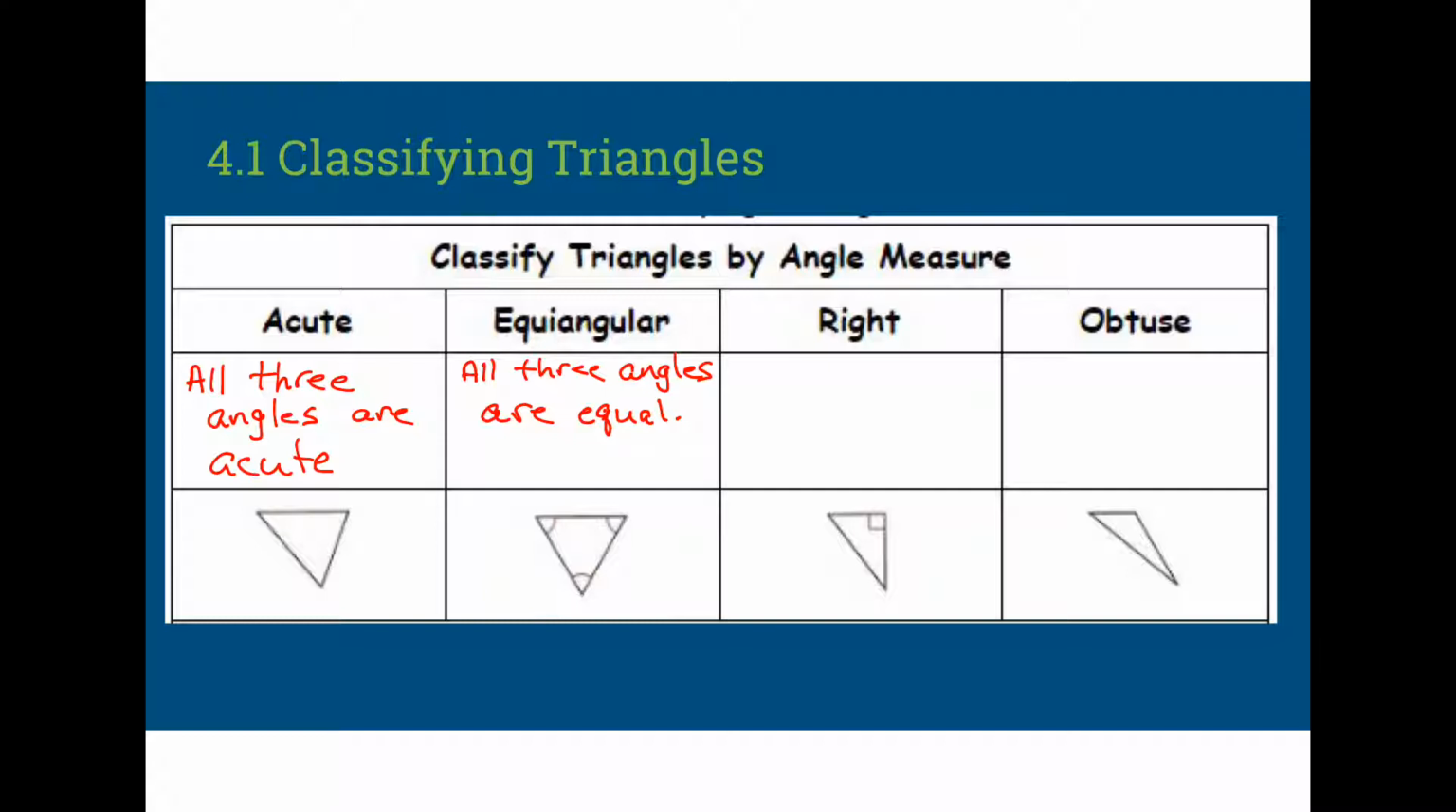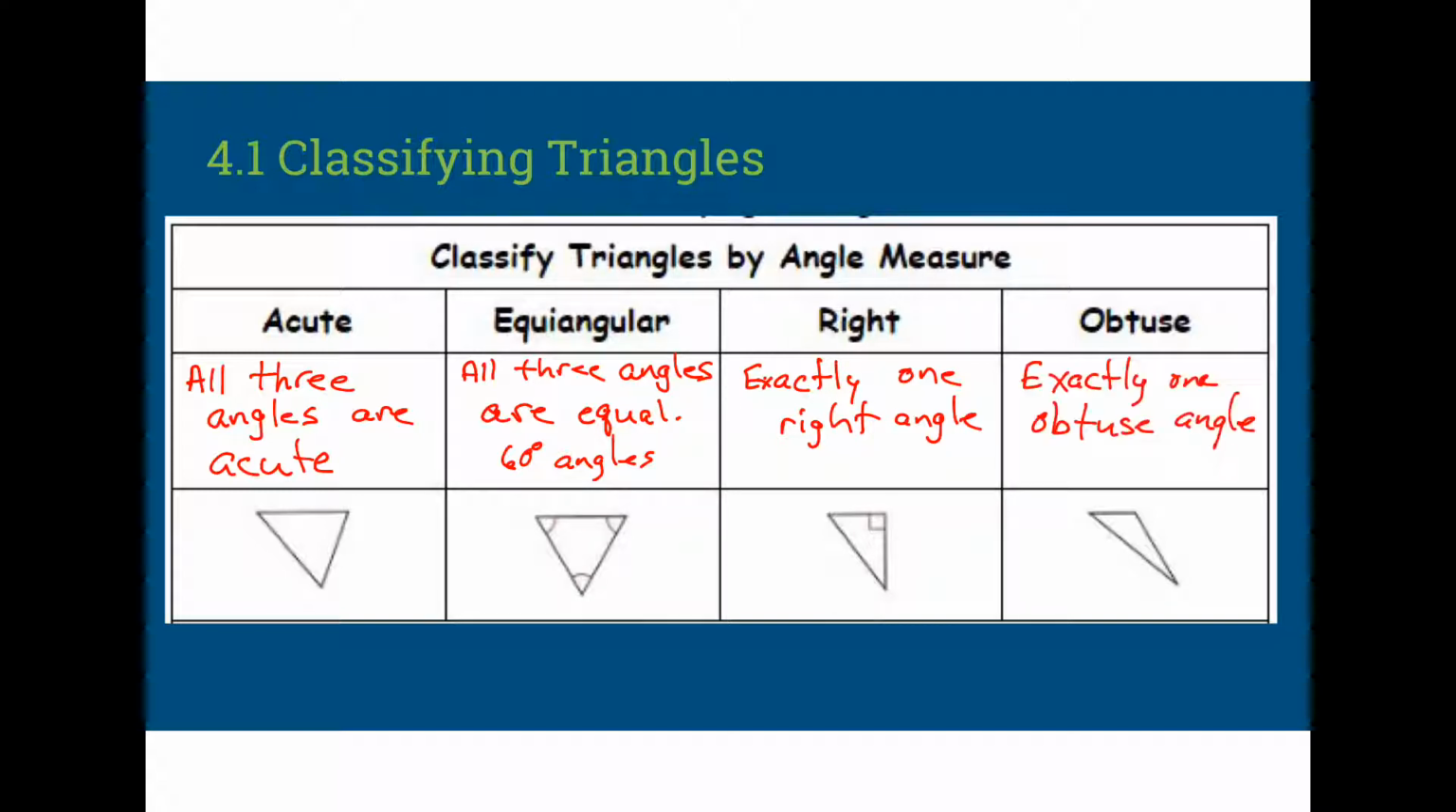And if all 3 angles are equal, then what would their measurement have to be? The answer is that they're all going to be 60-degree angles. A right triangle has 1 right angle. And an obtuse triangle is going to have exactly 1 obtuse angle.